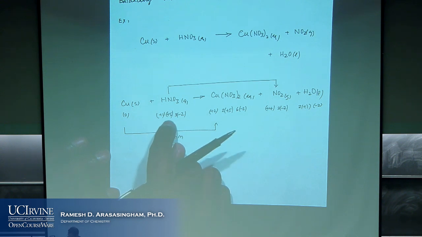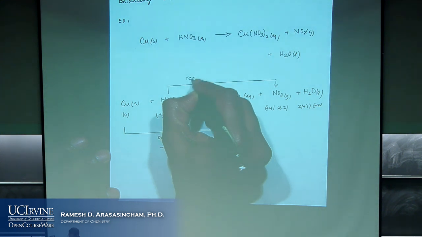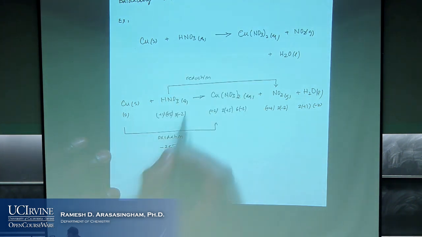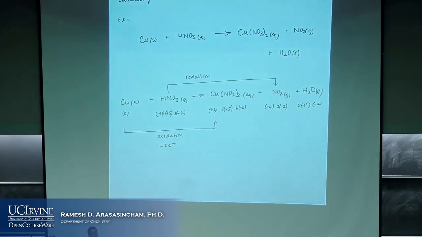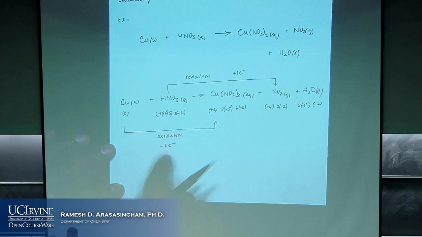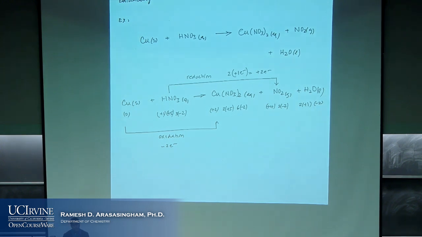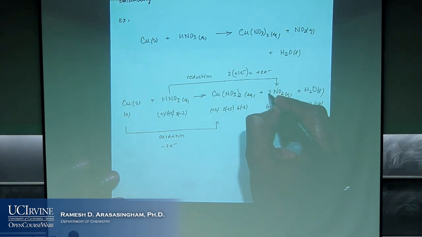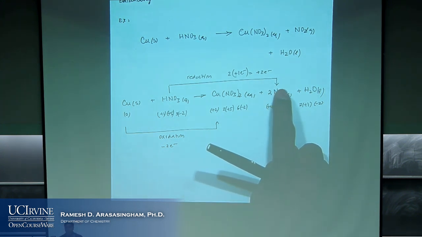We know here it goes from +5 to +4. So this is the reduction. Each nitrogen goes from +5 to +4, so that decreases. That's why it's a reduction. By how much does it change? By 1. So each nitrogen is picking up 1 electron, but if I want to make these equal to each other, I have to multiply it by 2 so that 2 electrons are picked up. So that means I have to have 2 nitrogens here, because 2 of these are the ones being reduced.